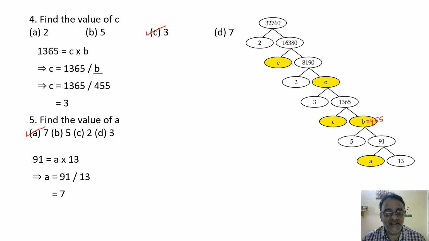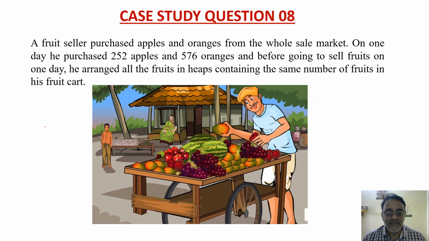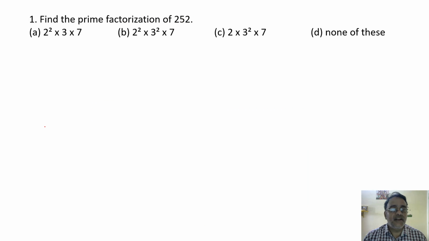Now we are moving toward the next case study, question number 8. A fruit seller purchased apples and oranges from the wholesale market. On one day he purchased 252 apples and 576 oranges, and before going to sell fruits on one day he arranged all the fruits in heaps containing the same number of fruits in his fruit cart. Context is clear? Yes, sir.